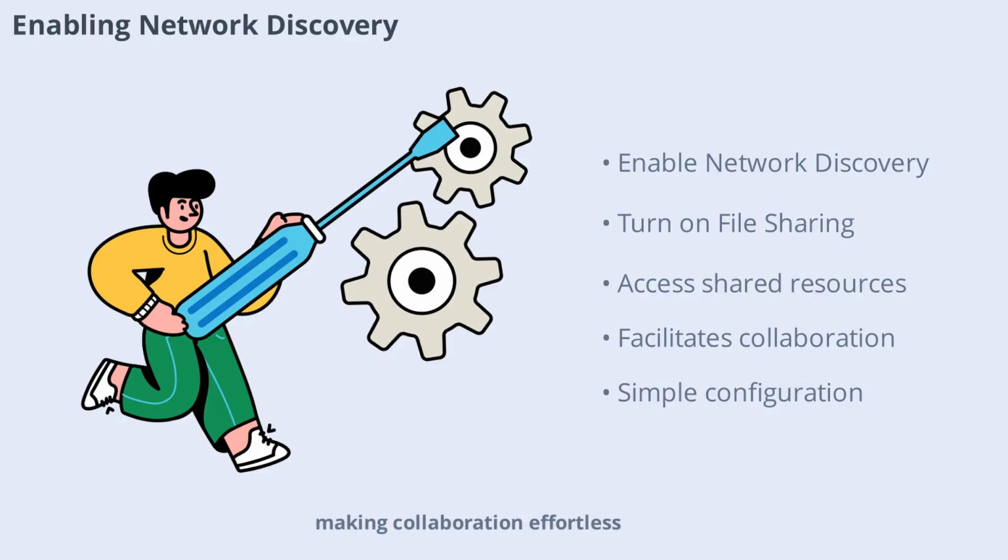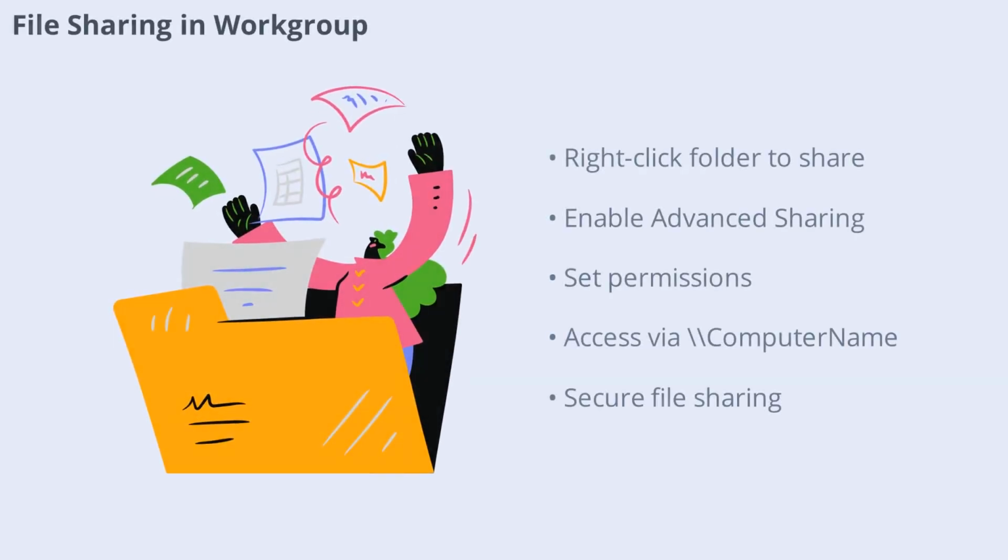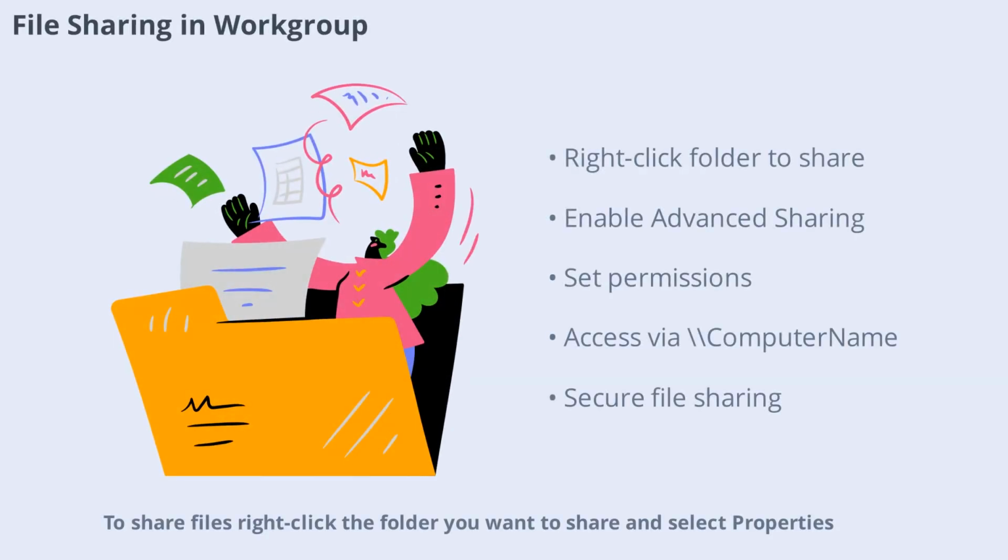To share files, right-click the folder you want to share and select Properties. Go to the Sharing tab, click Advanced Sharing and check Share this folder. Set permissions for read or change depending on whether you want users to view or edit files. Ensure file and printer sharing is enabled in the Network and Sharing Center. Other users can now access the shared folder by typing \\computername in the Run dialog. This makes file sharing quick and secure within your workgroup.